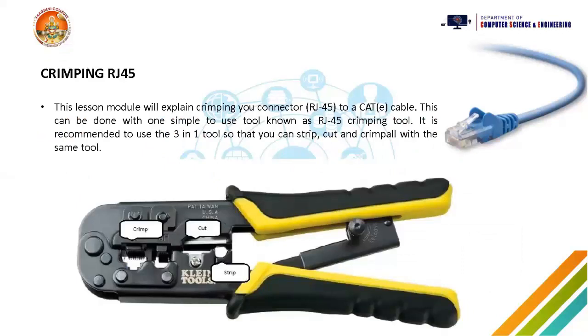Now we'll be talking about how we attach the wire and the pin. So for attaching the wire to the pin, we are using a tool called a crimping tool. This device that you're seeing is nothing but a crimping tool, known as the RJ45 crimper, that is used to crimp the RJ45 pin to the cable. It is a 3-in-1 device which has a crimper, a cutter, and a stripper.